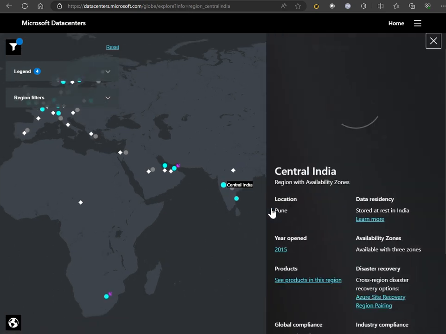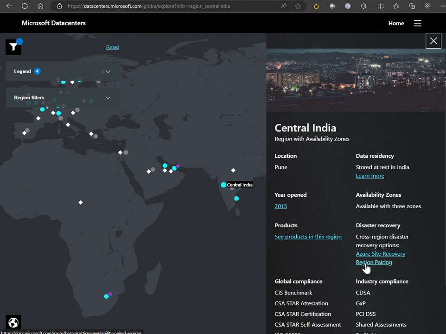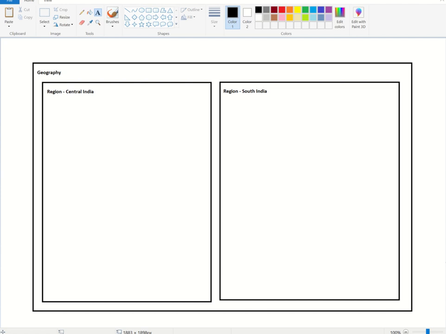If you click over here, in the region pairing, you can very easily locate all this information. In the region pairing, we can get more details on how this pairing has been done, whether it is unidirectional, bidirectional, or cross-region disaster recovery. All this information can be found over here. That's all about regional pairing and regions.